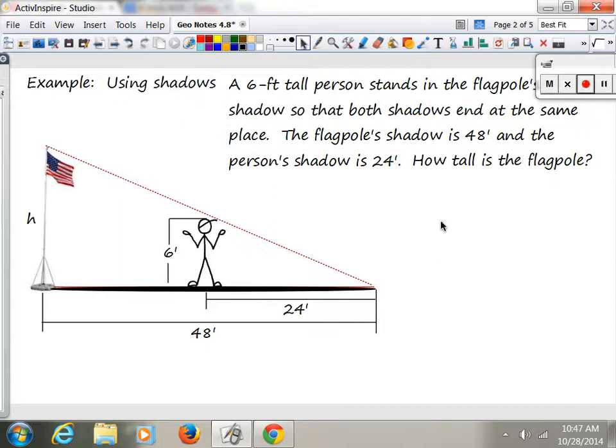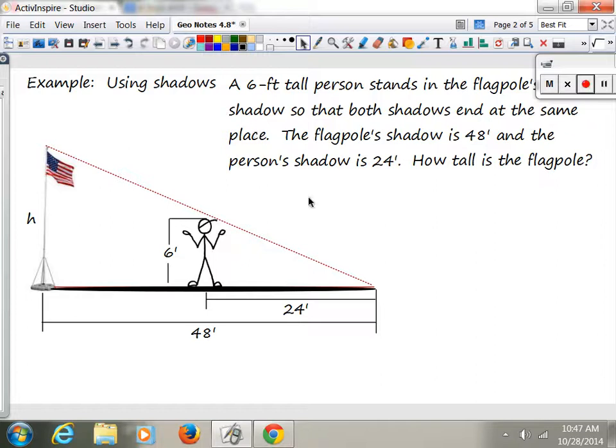Because how does a shadow get made? It gets made by the sun, the angle of the sun, right? So when the sun is coming down at a certain angle, if your shadow is at the same ending point, then it's going to come down at the same angle. So again, you have the AA postulate that says you have similar triangles there.